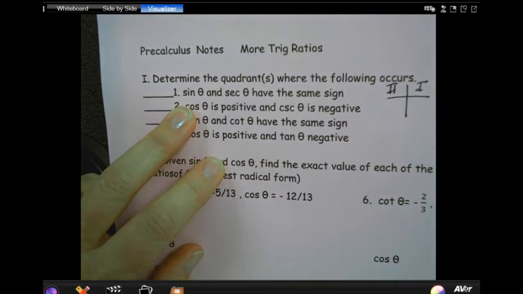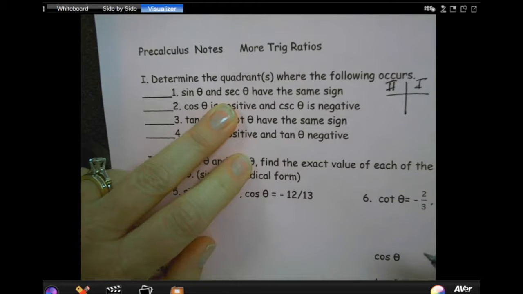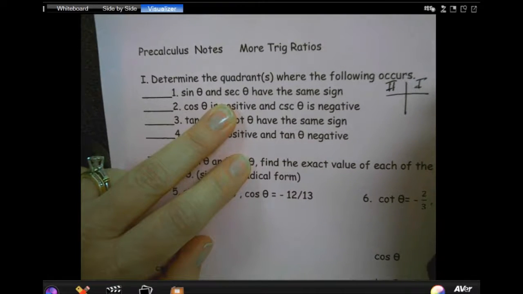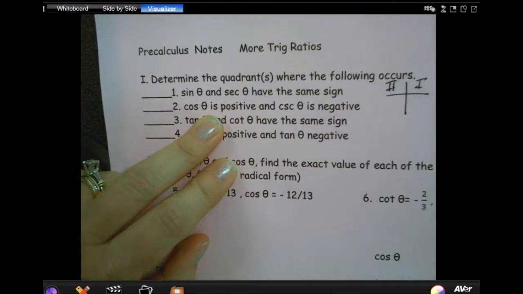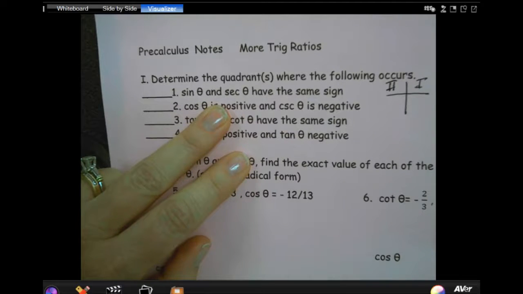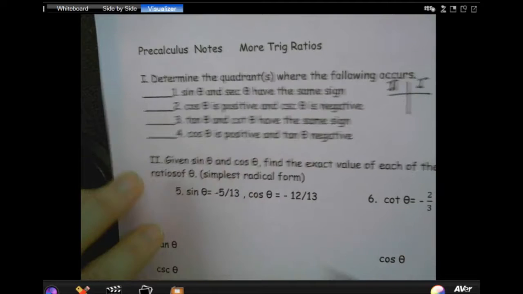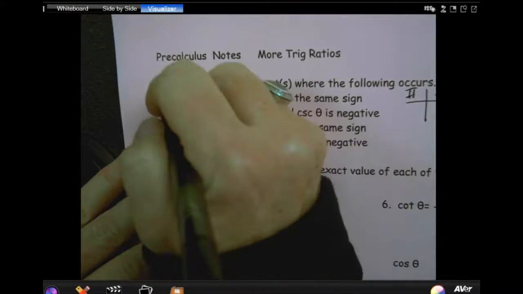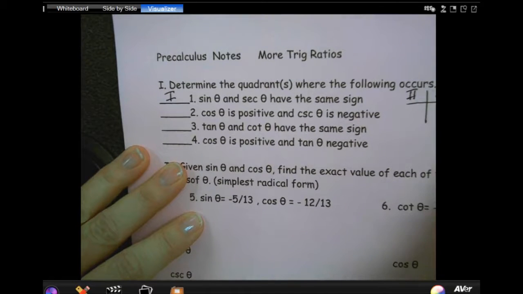If I draw a second one, the secant, what is the secant the inverse of? Cosine or sine? Cos, so that's my x. So where is the x going to be positive? Right side, first and fourth. So where do the sine and the secant have the same sign? Only in one, because it's the only place that they overlap.